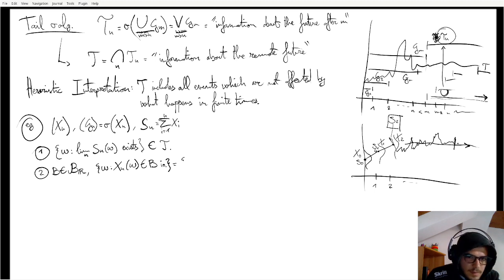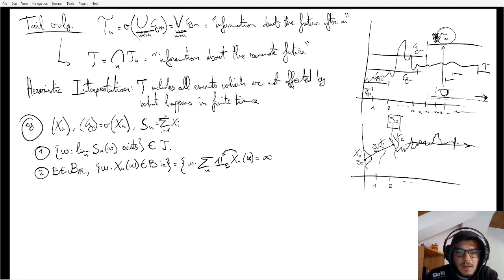And this can also be written in the following alternative way: it's the sum over n of the indicators on the set B of xn of omega, and this sum goes to infinity, because since it happens infinitely many times, we basically count how many times xn falls into the set B. When xn of omega is in B, we add 1. And this thing here is also a tail event.